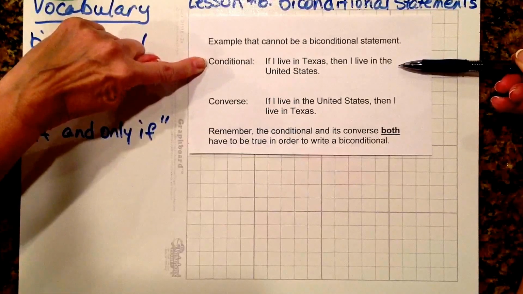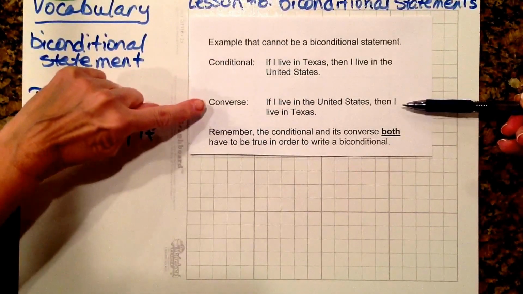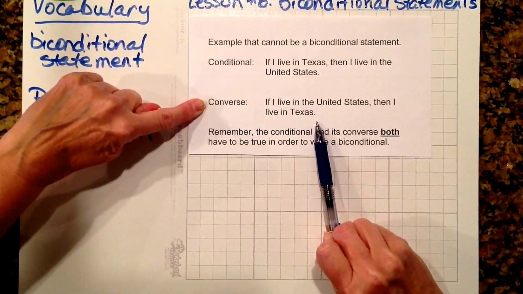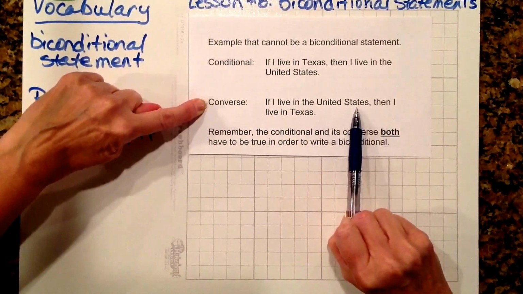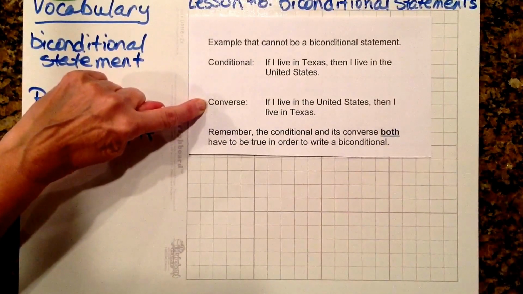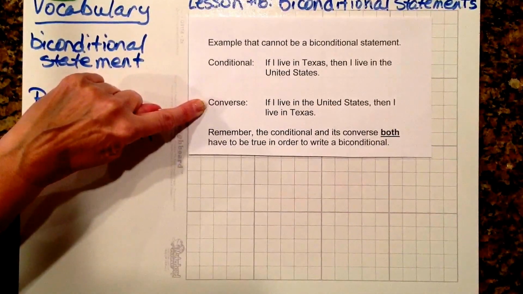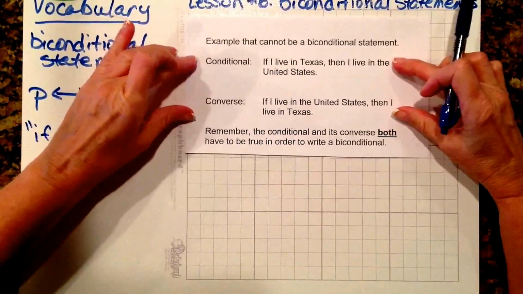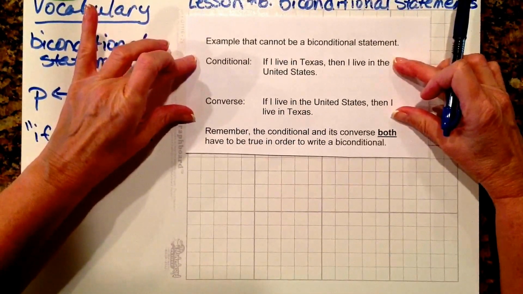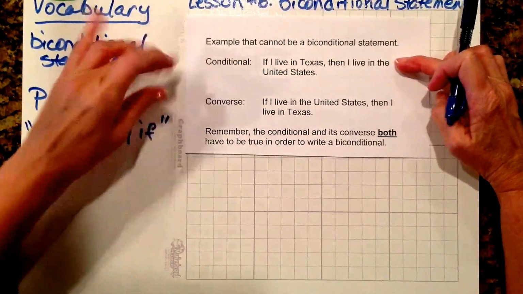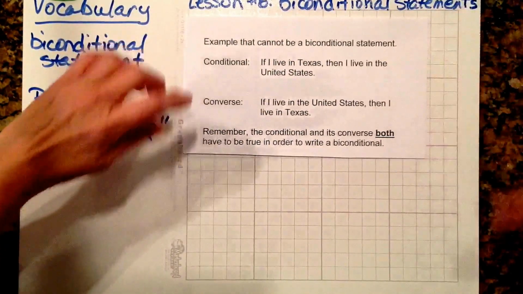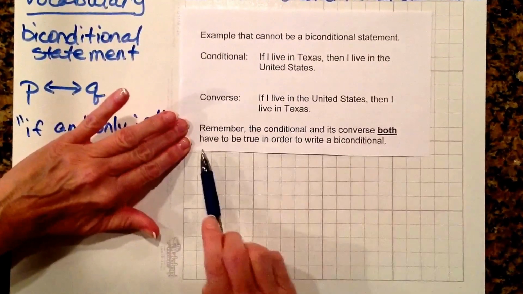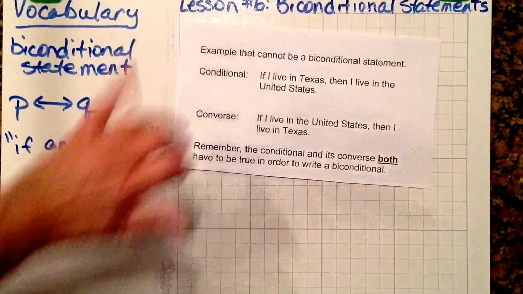Yes, that is true. But let's look at its converse statement. If I live in the United States, then I live in Texas. Is that true? No. You could live in New York, California, Hawaii. There's many places you could live and not have to live in Texas. So I cannot make this a biconditional statement because even though this is true, the converse is not true. So remember, the conditional and its converse both have to be true in order to write a biconditional statement.